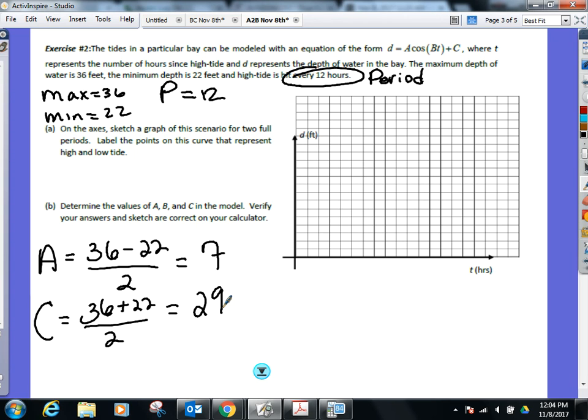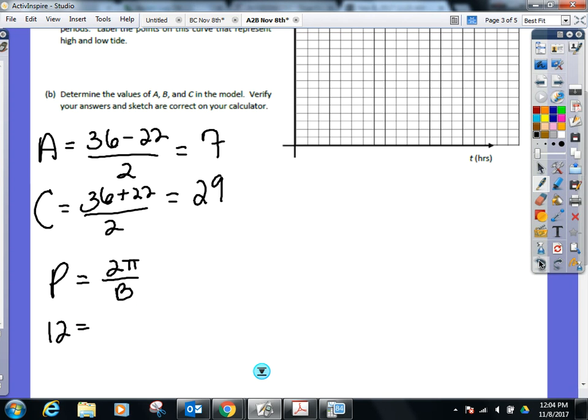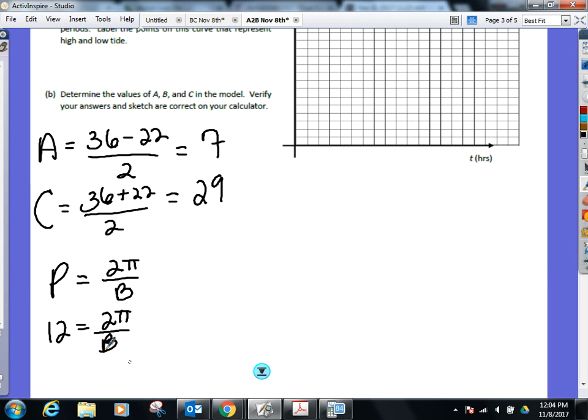I do not have a formula for B, but what formula do we use that contains B? Period formula, yep. So I'm going to say P equals 2 pi over B, period formula. What's the period? 12, plug it in for P. And how do we solve for B? We've gone over this before, but cross multiply.